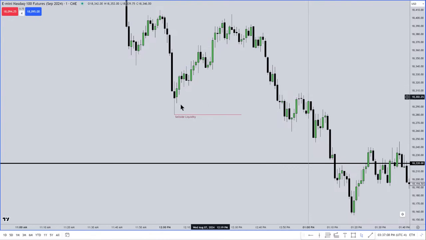I know I have a real strong likelihood it's going to at least take this out and maybe run below here going into that 1 o'clock news release. Well, here's the 1 o'clock, and then the market drops. Here, what I was looking at is I want to see, does it do this? Does it run up into this fair value gap there?